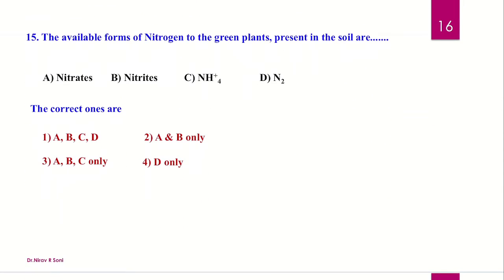The available forms of nitrogen for the green plant present in the soil are ammonium, nitrite, expressed as NO2 minus, and nitrate, called NO3 minus. That's why the answer is options A, B and C only. N2 is a gas which is not absorbed by the root.